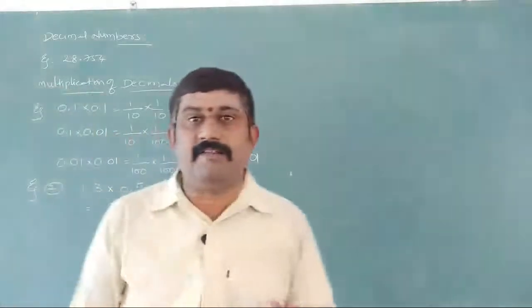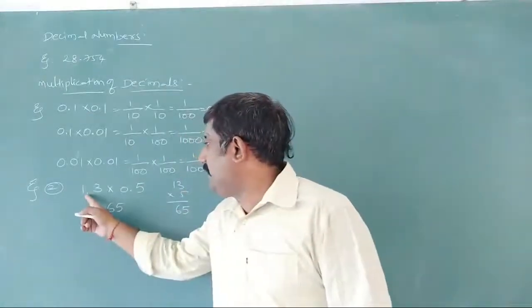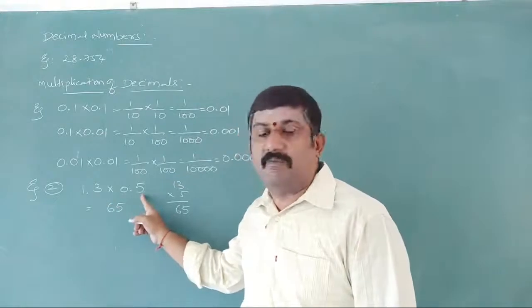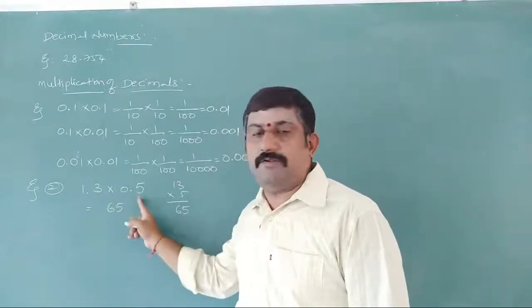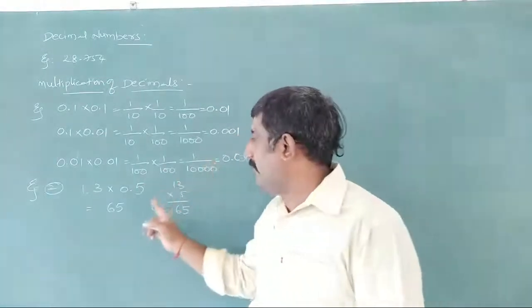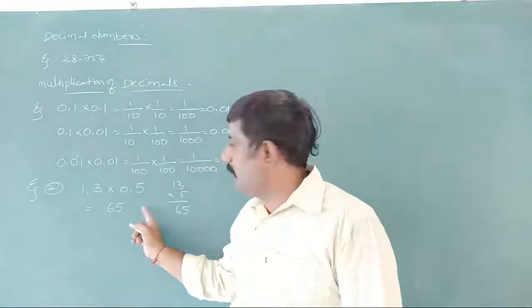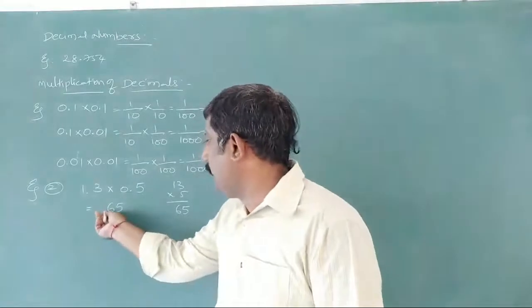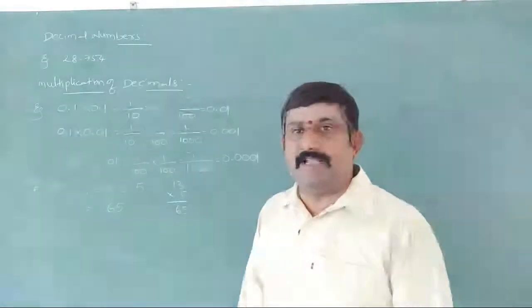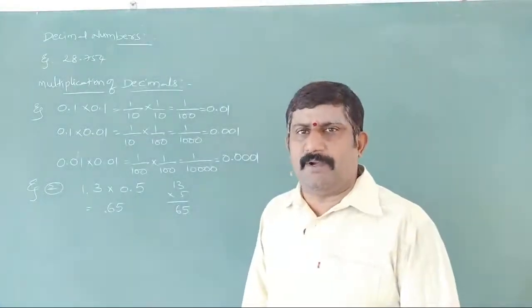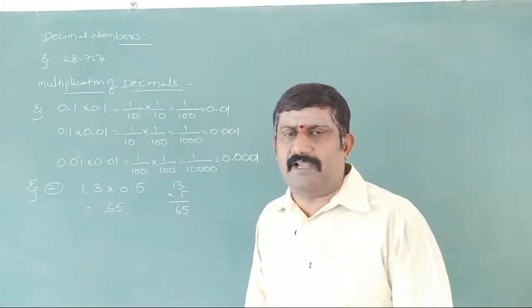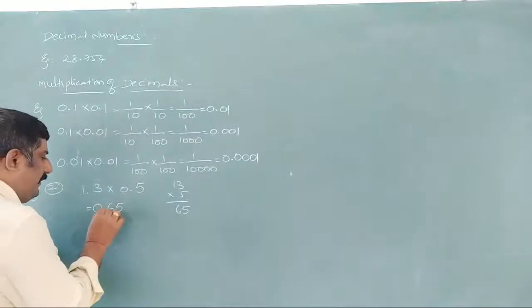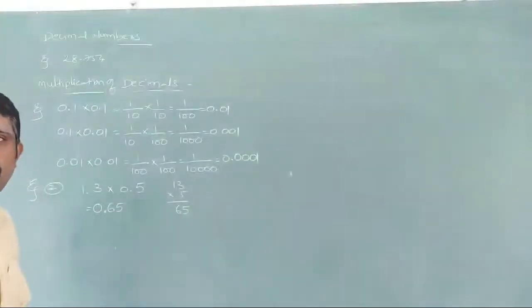But after decimal, how many digits do we have? 1 digit. After decimal, how many do we have here? 1 digit. So 1 plus 1 is 2 digits. So simply from the right side you count 2 digits: 1, 2. Before these 2 we are going to keep a point here. So that is 0.65. Whenever we have a point and no integral part, we simply keep a 0 here. So this is nothing but 0.65 we are going to get.